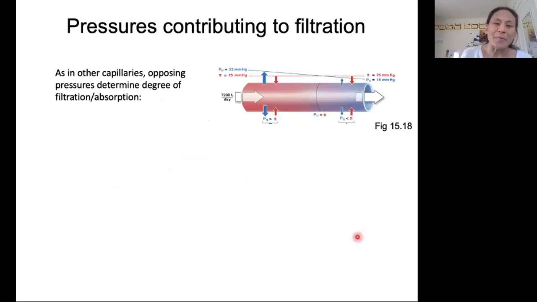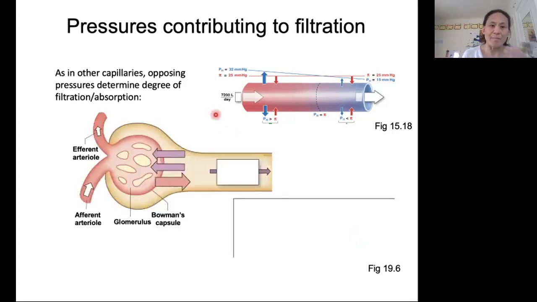So you might remember from earlier in the semester when we were talking about filtration and absorption in the capillaries, we had these two opposing pressures, hydrostatic pressure and colloid osmotic pressure, that were going to basically work against each other. And depending on how strong each of those pressures were, we were going to get either filtration or absorption. The same situation is true at the renal corpuscle. So basically we have those same two pressures plus another pressure. So let's take a look at that.